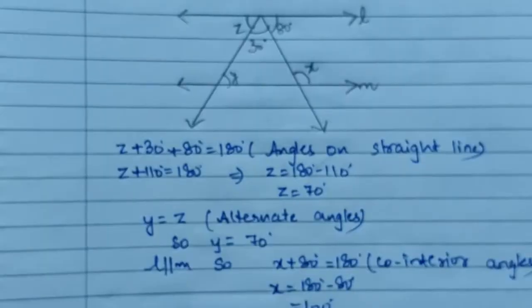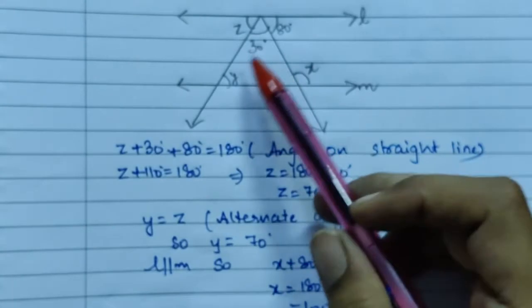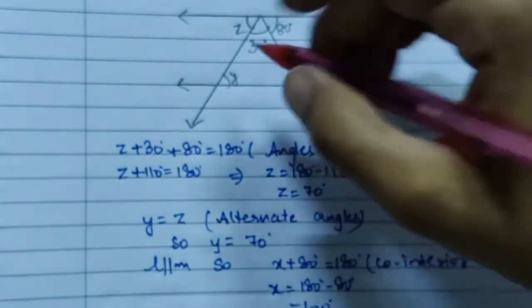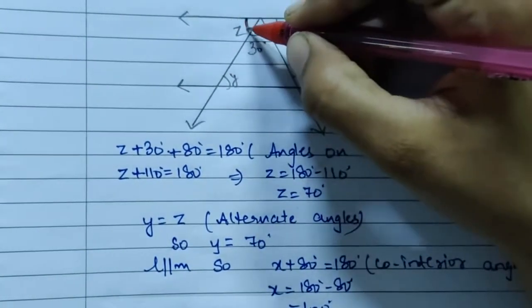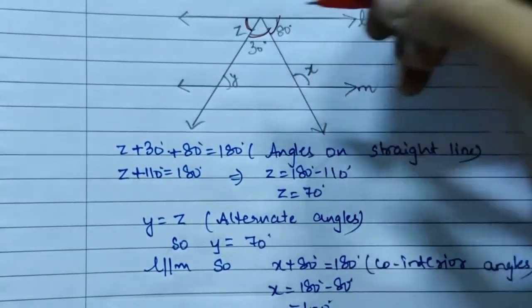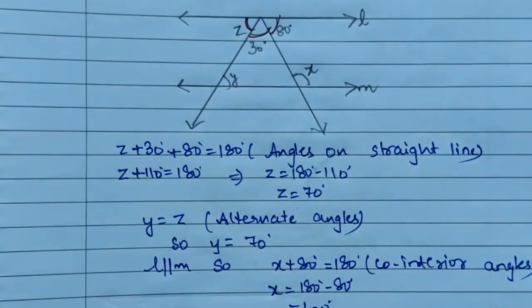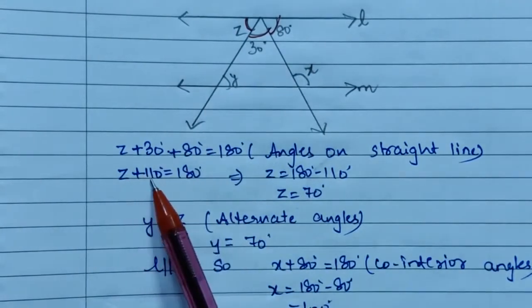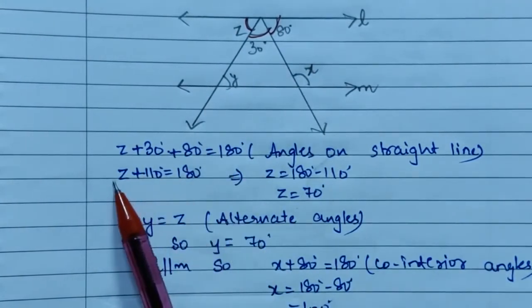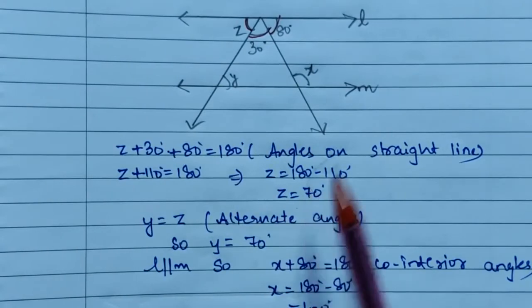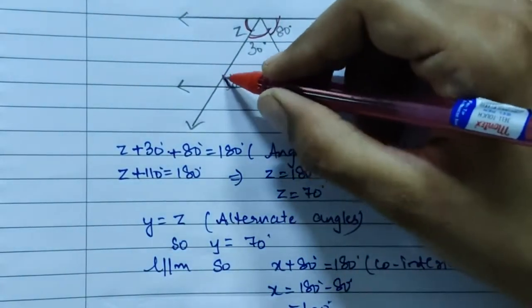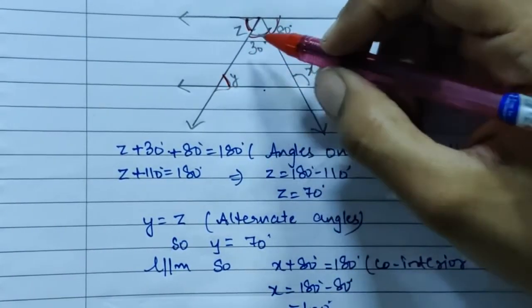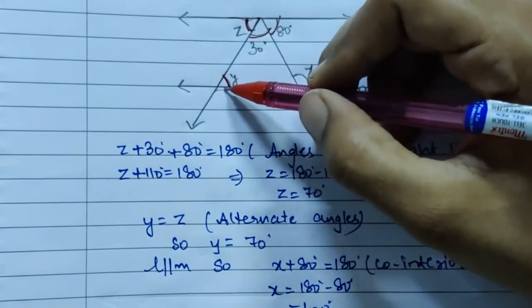Next one is, a figure is given to you that L is parallel to M here. Now see here, straight line. So the sum of all these adjacent angles will be 180 degrees. Z plus 30 plus 80 is 180 degrees. So Z plus 110 is 180 degrees. So from here Z will be 70 degrees. Now see, Y will be equal to Z. They are alternate angles. So y will also be 70 degrees.